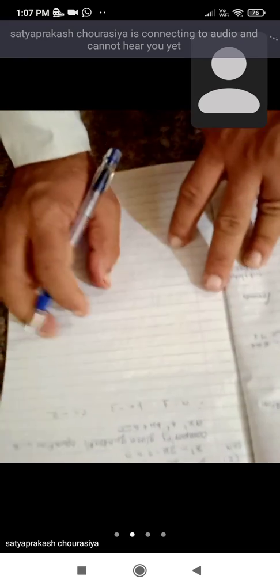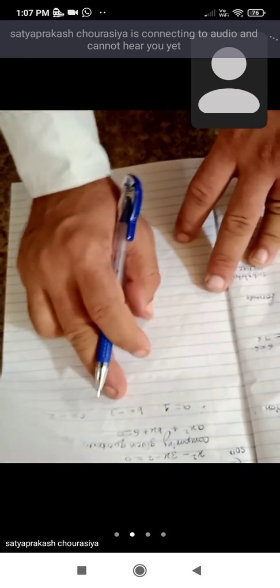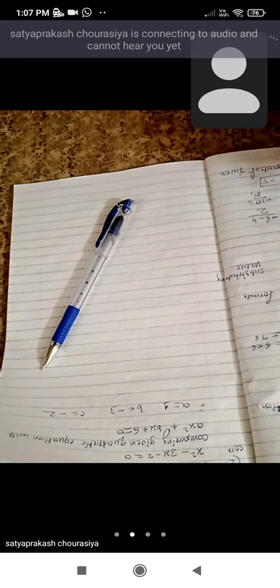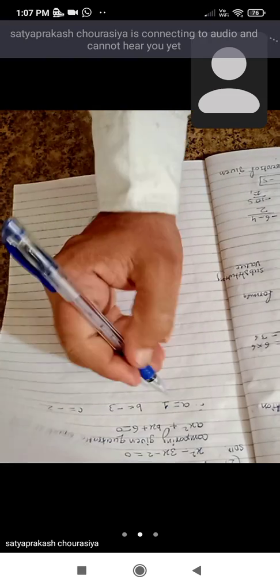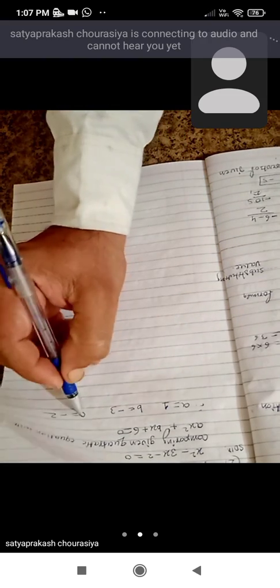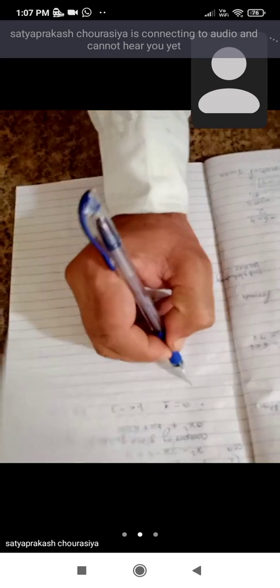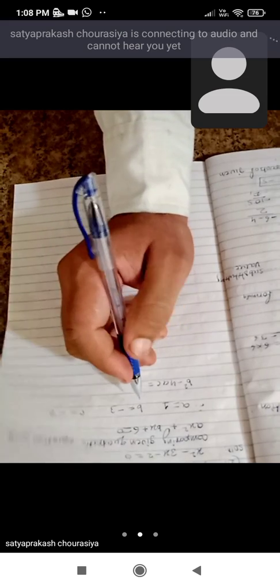Okay, what is the value of a? It is 1. The value of b is -3 and the value of c is -2. A is equals to 1, B is equals to -3 and C is equals to -2. Now we will find out the value of B square minus 4AC. And what is this value? This value is called as the discriminant.